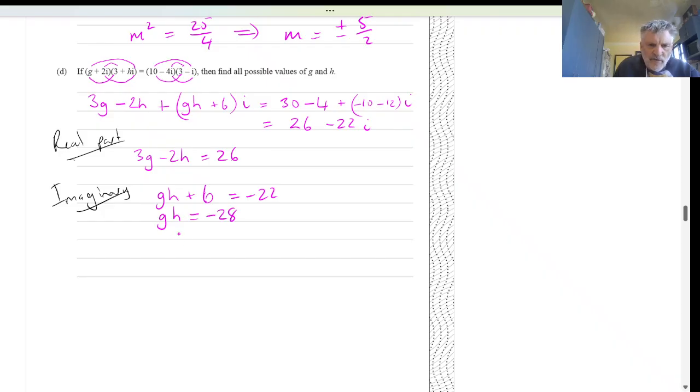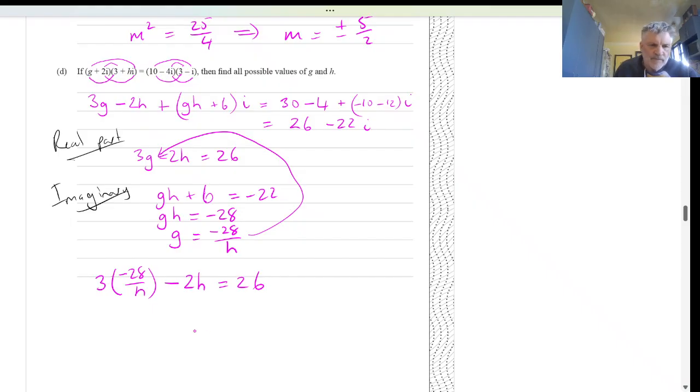And it's going to be useful for us to write g or h as the subject of this equation, and then take this value and substitute it into here. So what do we get? We get 3 times negative 28 over h minus 2h has to be equal to 26.